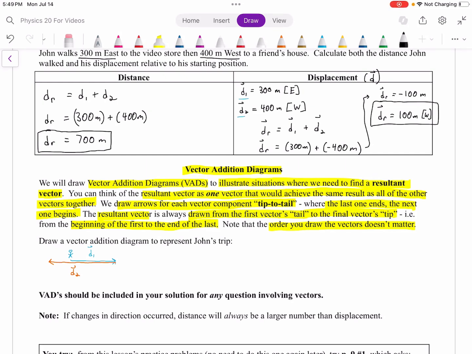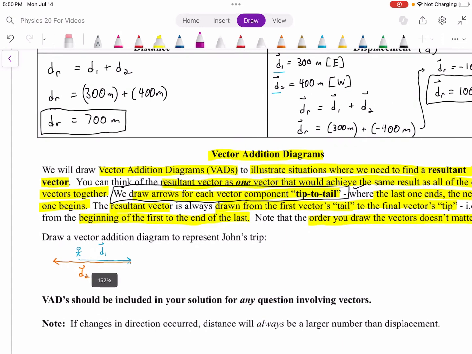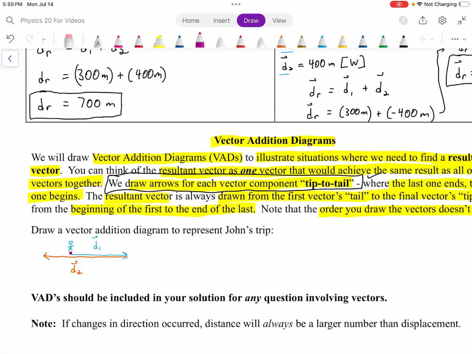And those are the two vectors we had to add, right? So far, we've done this part. We drew arrows for each vector component, tip to tail. We added them all up, check. Now we just need to figure out visually what's the resultant. Well, he started here, right? And he finished here. So we draw our resultant displacement from where we started to where we finished, right? He did all this stuff, but in the end, he went from here to here. So that's what we would call the resultant displacement.